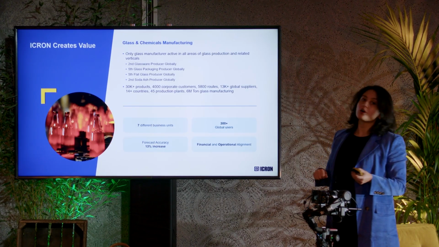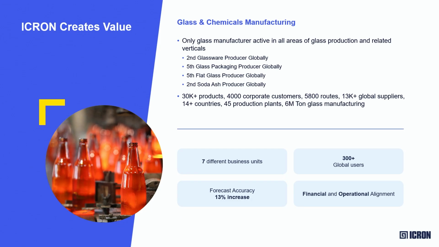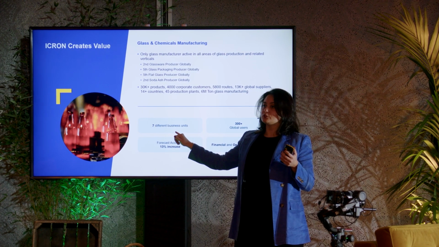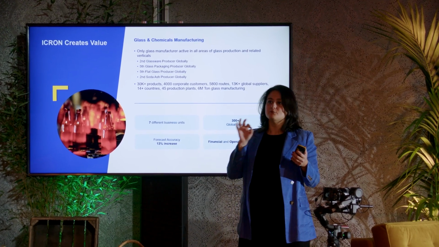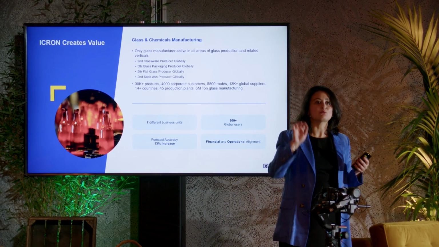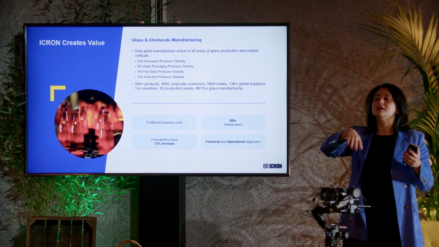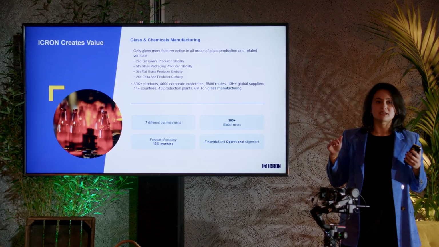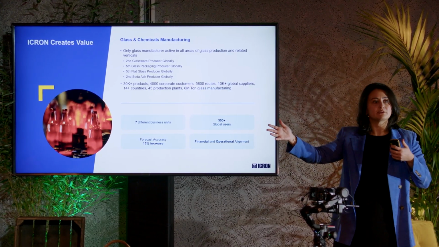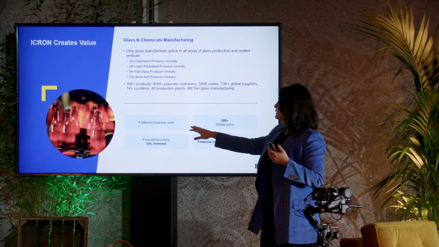Another example is from a glass manufacturing company. This is one of the world's biggest. This is the only glass manufacturing company which is active in all areas of glass manufacturing, and they have a vertically integrated supply chain. They have 7 different business units. When I say different, I mean very different business units. Some of them are B2B, some of them are B2C, some of them do manufacturing based on projects, some of them do manufacturing to stock, and so on.